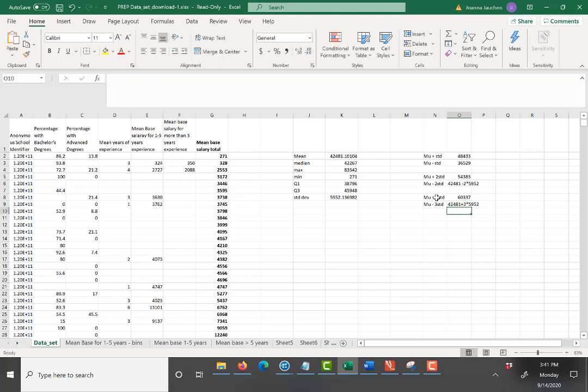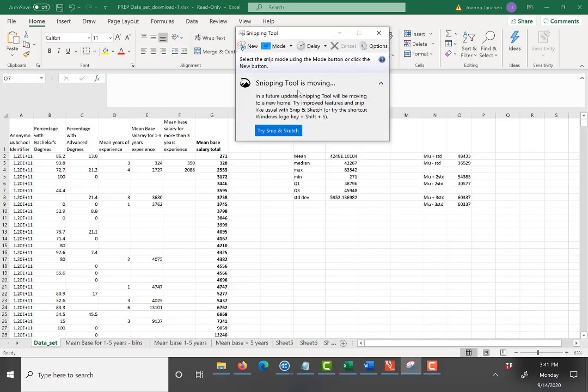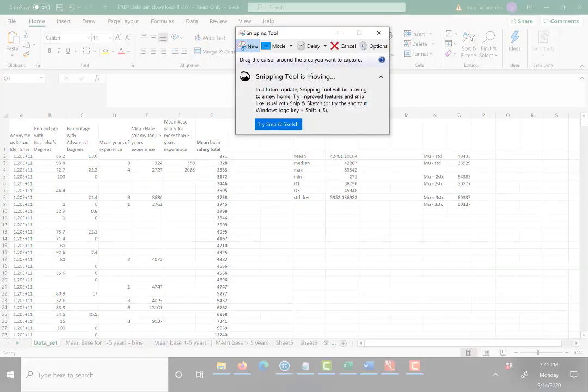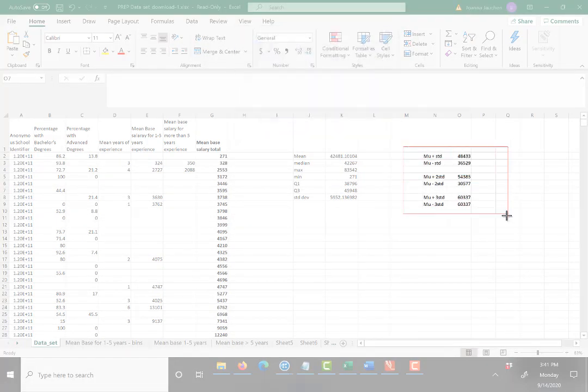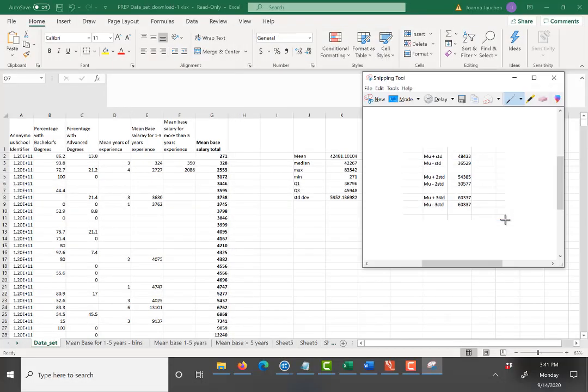Okay, oops. I forgot to put the equal sign. See that? Equal. Okay. So now I'm going to, oh, I did that here too. I didn't even catch it. Okay. Now I'm going to snip this and bring this over to the Word file. And we'll fill this in.